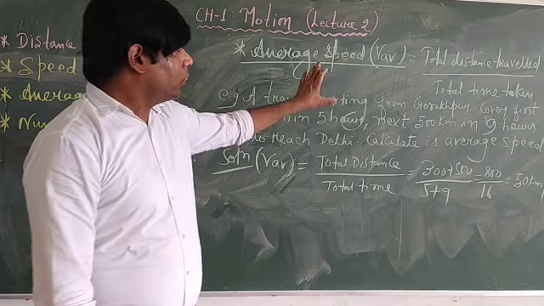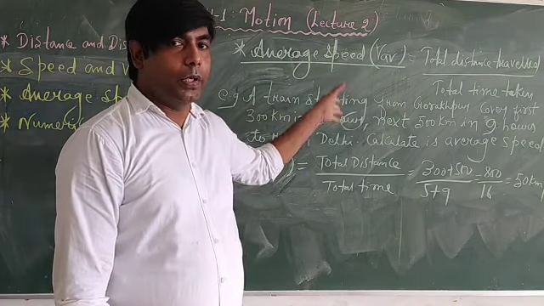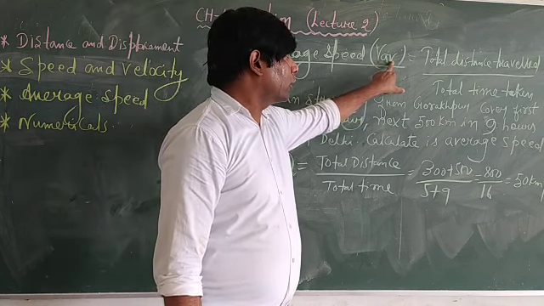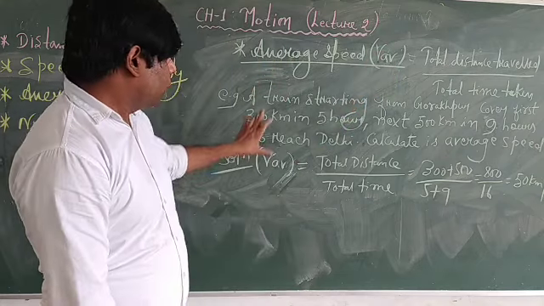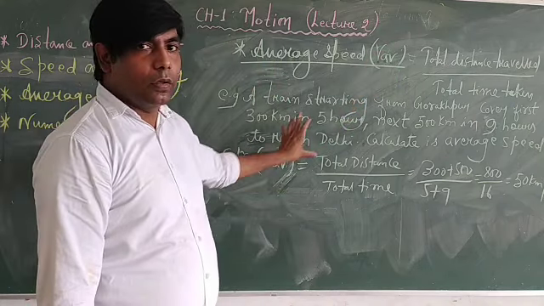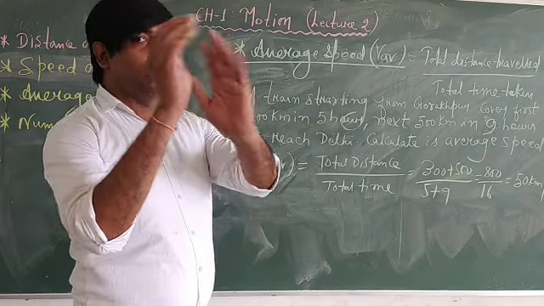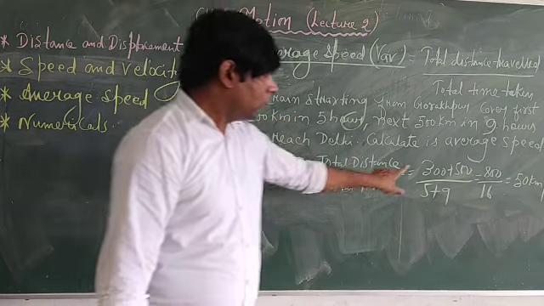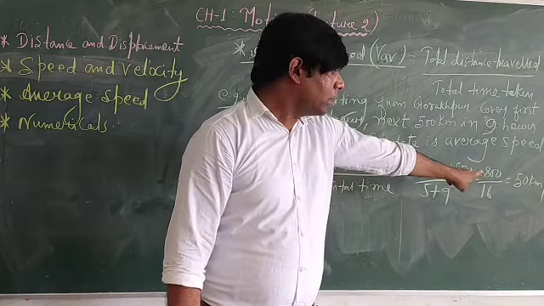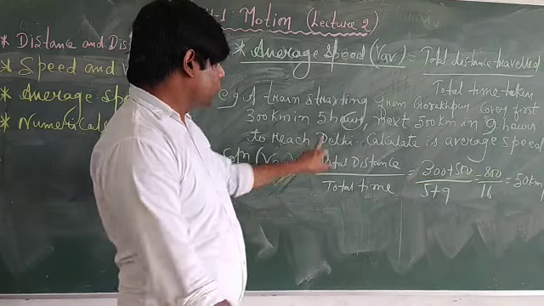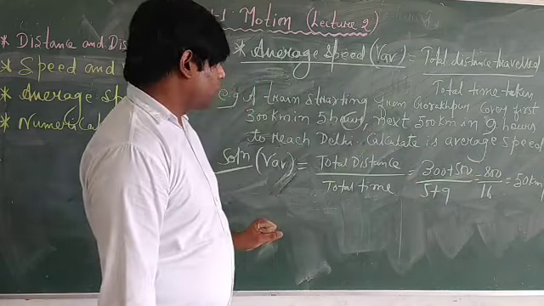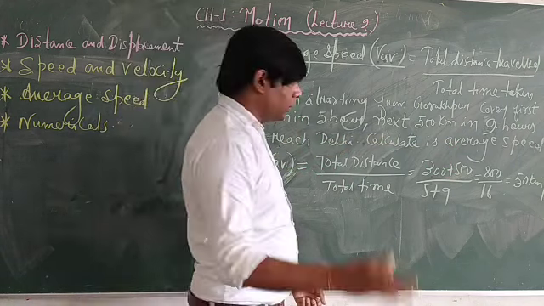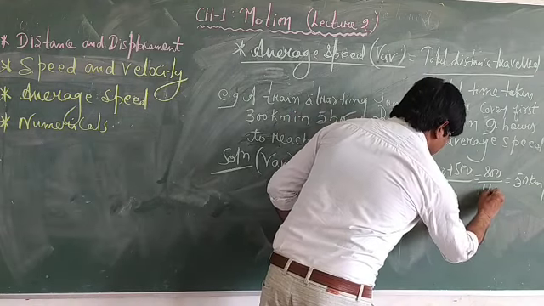We will denote velocity or speed by the letter V. So average speed V subscript av, that is average. Going by the formula, average speed equals total distance divided by total time. What is the total distance? That is 300 plus 500, which is equal to 800 km. And what is the total time taken? That is 5 hours plus 9 hours.